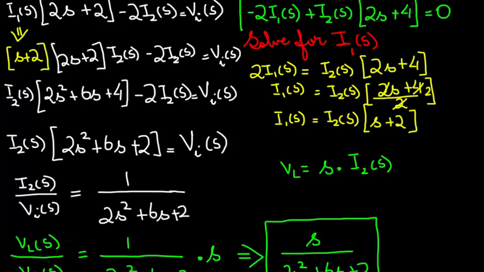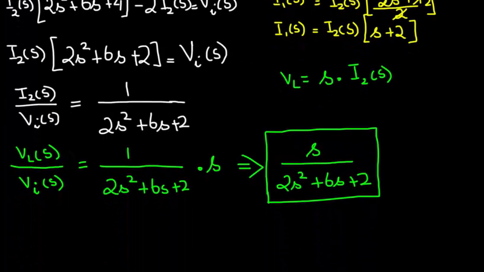Since in the question they tell us that the output is VL, we know that it is s for the inductance times I2 of s, which equals VL. So simply to do this, you can replace I2 with VL of s by multiplying your transfer function that you had right here with this, and that would give you s over 2s squared plus 6s plus 2, and that is, I believe, an easier way of solving a circuit problem like that using mesh analysis.